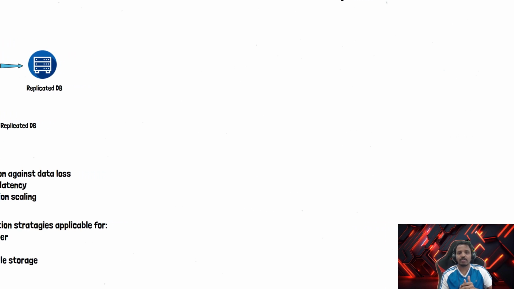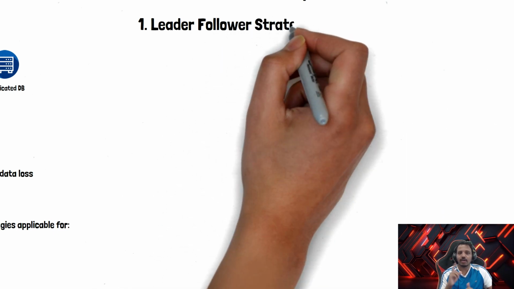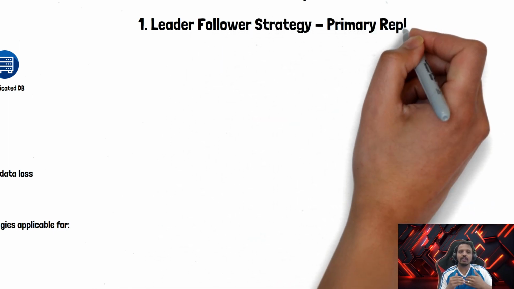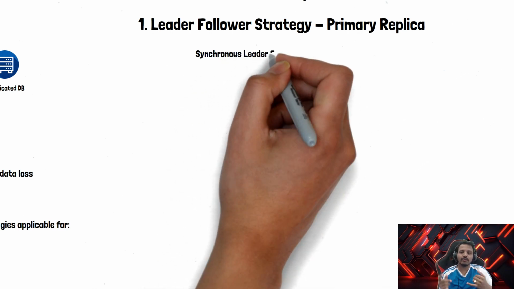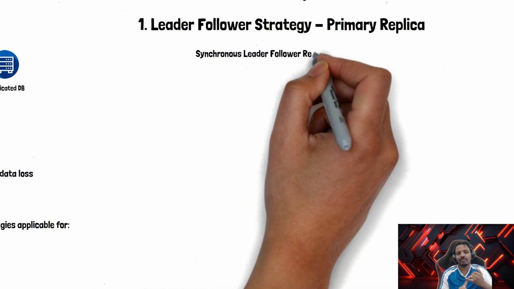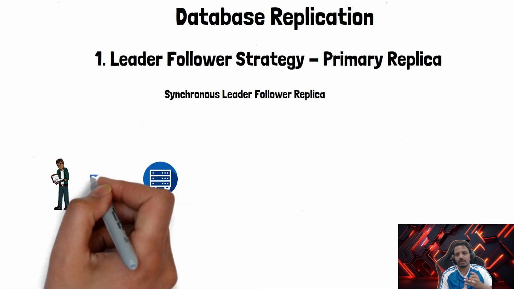Okay, so we are going to start with a few of them. One is the leader follower strategy, where we are going to have one leader, and then how the request is being replicated across the replicated databases. For that we are going to have a synchronous leader follower replica, and the second one is the asynchronous leader follower replica.